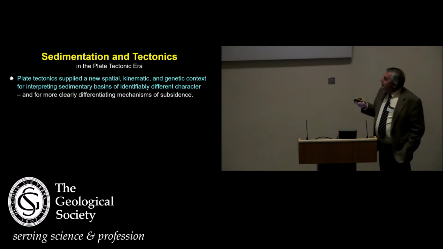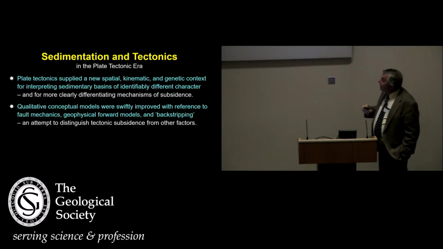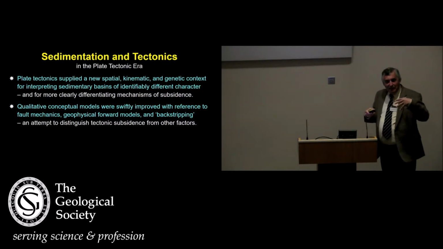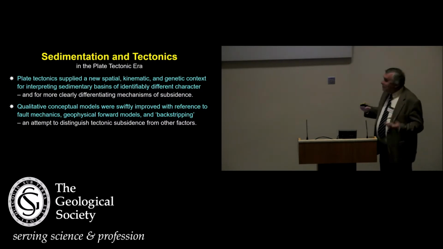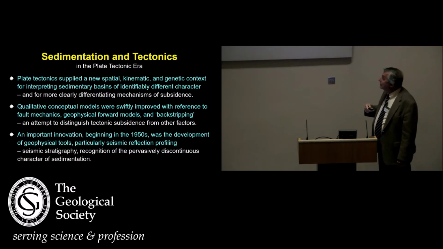So plate tectonics gives you this new spatial, kinematic, and genetic way of thinking about the world and about what sedimentary basins are, and they have identifiably different character for good reasons, and we can say something about mechanisms for the first time. The other thing is that the qualitative distinctions, like rift basin versus a fallen basin, were swiftly improved by reference to fault mechanics and geophysical forward models and backstripping in an attempt to get at what the tectonic driving subsidence was.